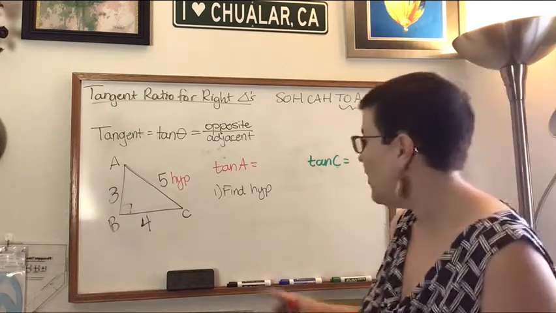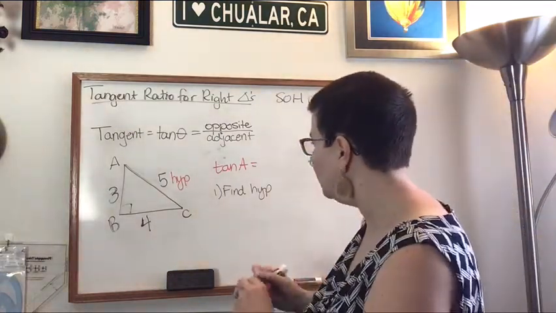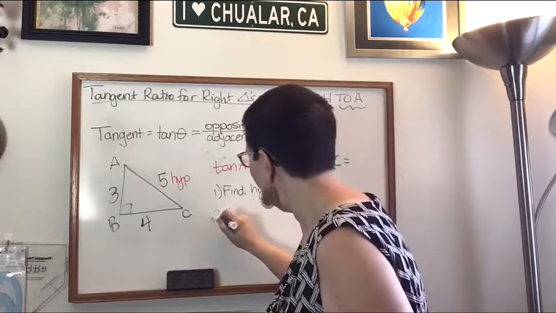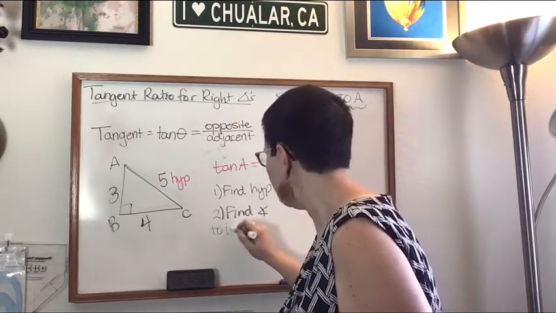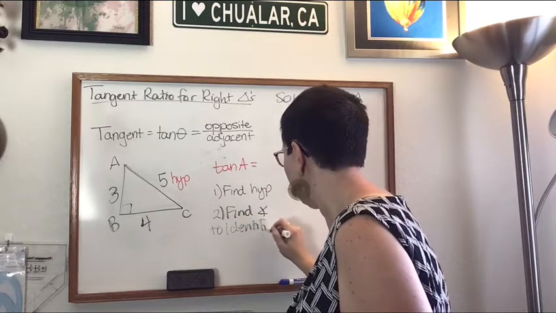All right, now that I have the hypotenuse, I'm going to go ahead and find my angle to identify my opposite and my adjacent.